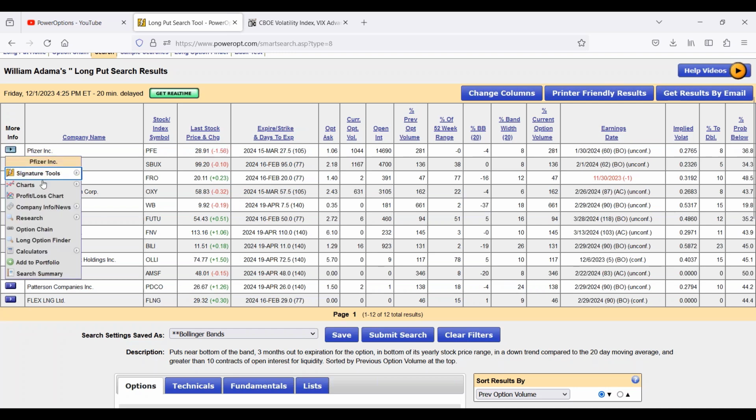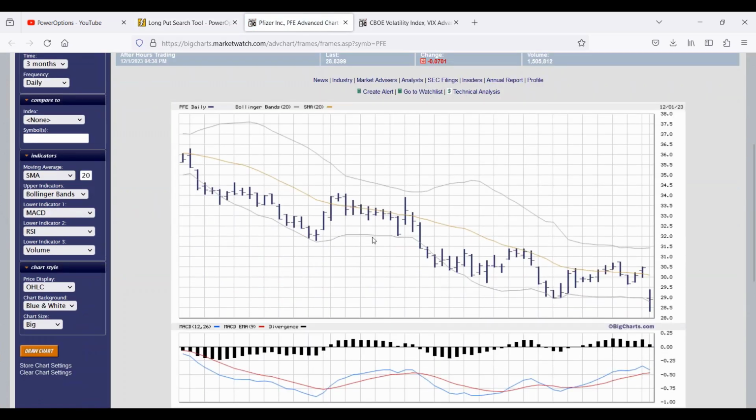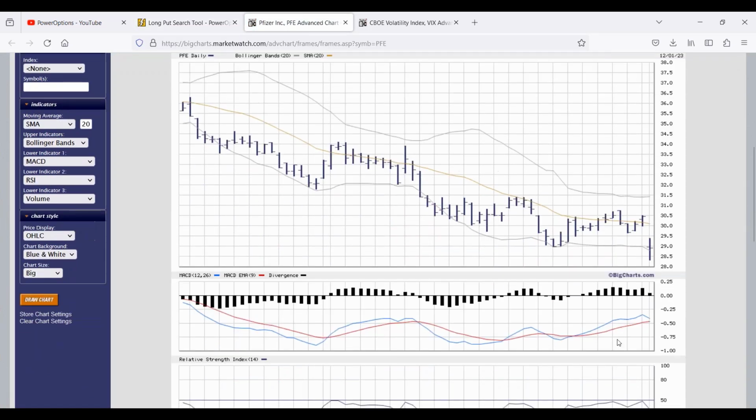Let's go ahead and take a look at the stock chart there for PFE. Does it match what I said I would be looking for? Well, it just had that big drop today. Had a positive MACD crossover, but here we are dropping below the 20-day moving average, and the MACD looks like it's inflecting downwards at this point.